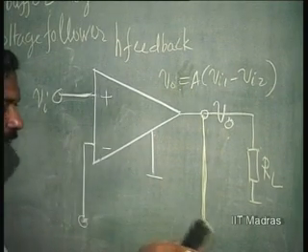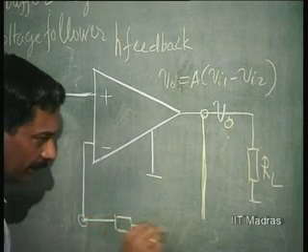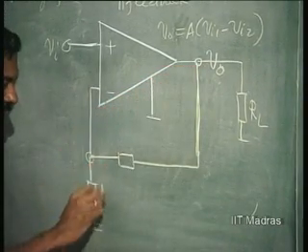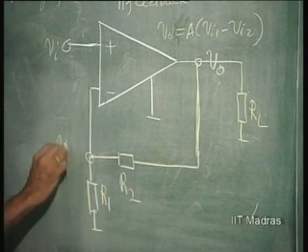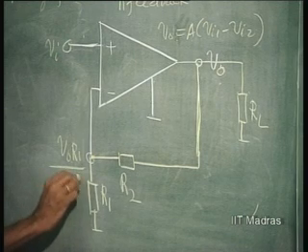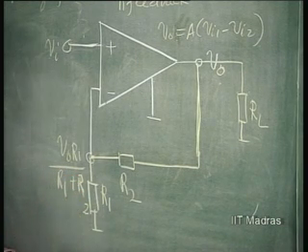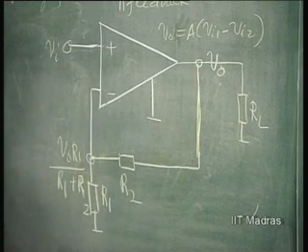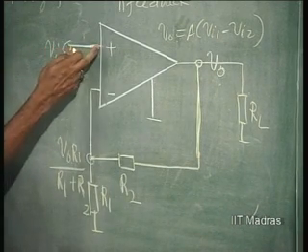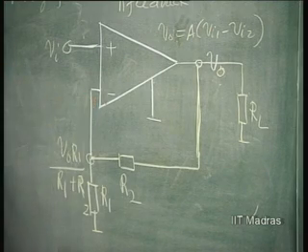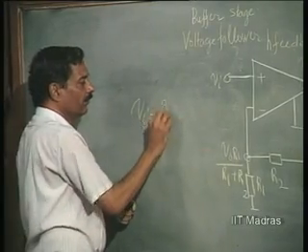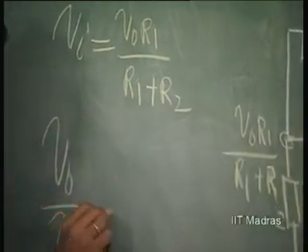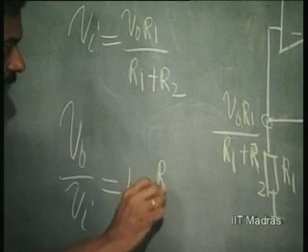If I now, instead of giving the full output voltage as feedback, take V naught and attenuate it by a network, here it will be V naught into R1 by R1 plus R2. As far as the op amp is concerned, it does not really bother what you do. As long as you are connecting output to input by some means such that it is negative feedback, it will make this voltage equal to this voltage. What it means is Vi now equals V naught into R1 by R1 plus R2, or V naught over Vi becomes equal to 1 plus R2 over R1.